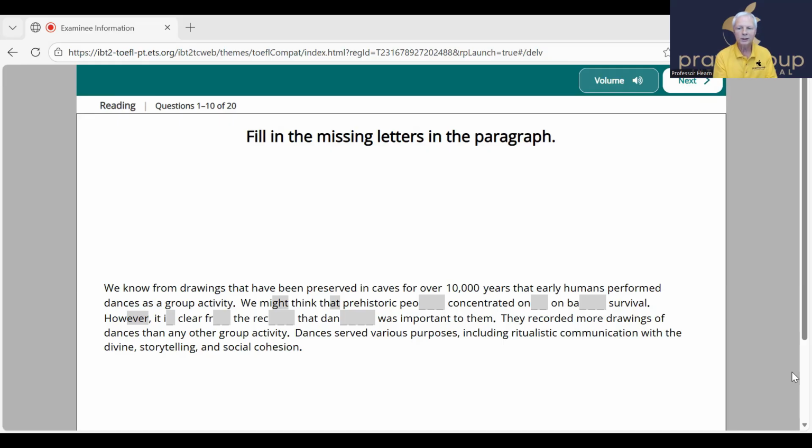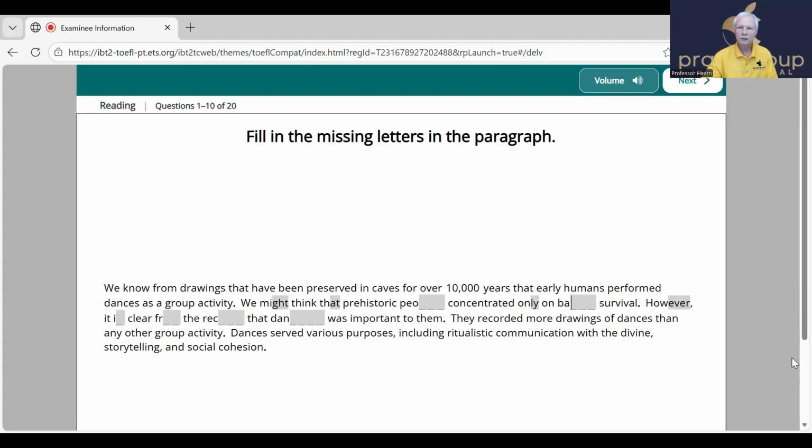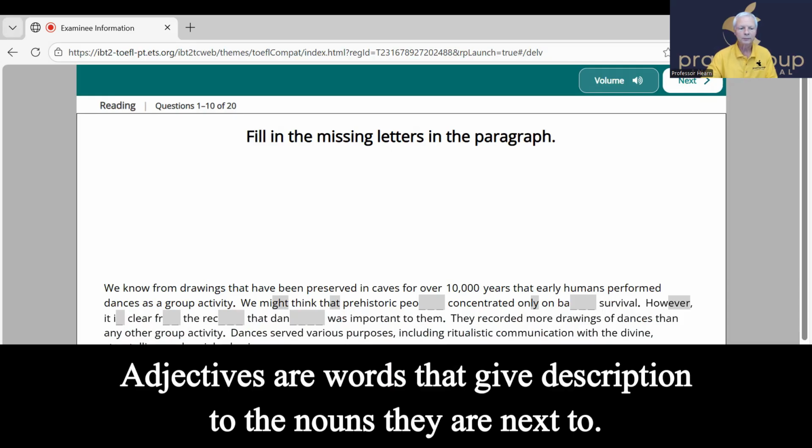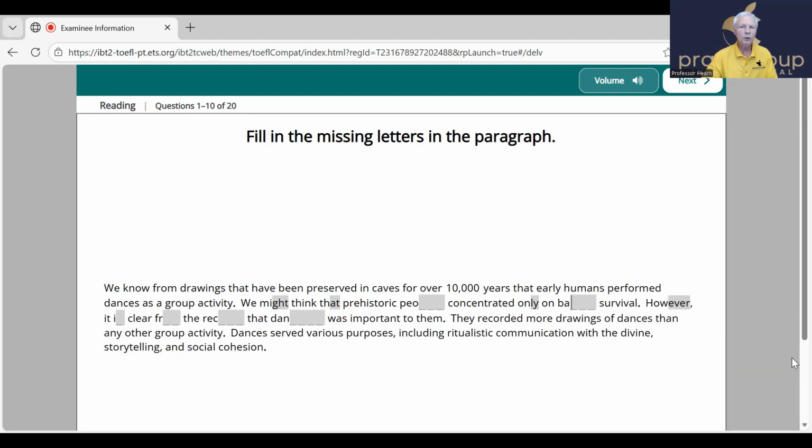Let's take a look at our sentence and fill in as many words as we can before getting to the vocabulary words. So we have prehistoric something, concentrated something on. What would that be? Only on some kind of survival. Now, some kind of is an adjective. And adjectives can be challenging if you don't have a higher level of English.